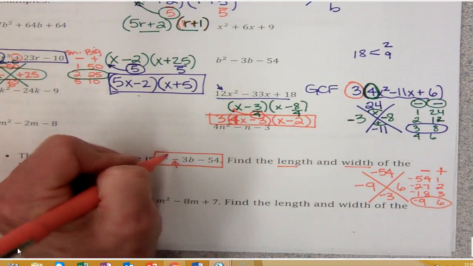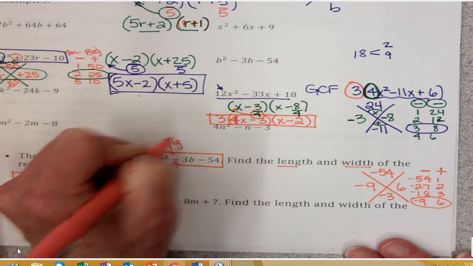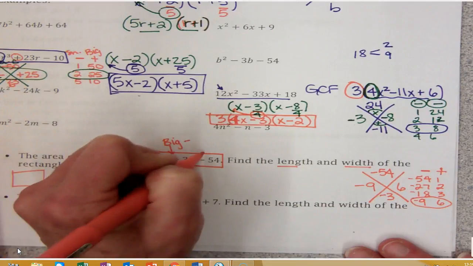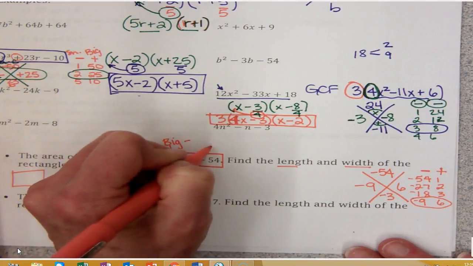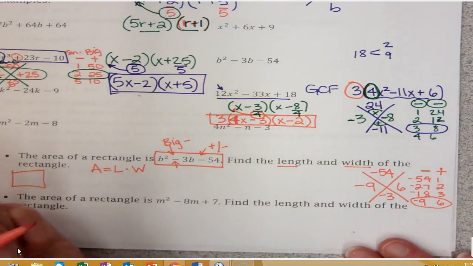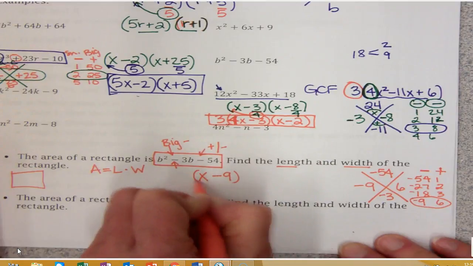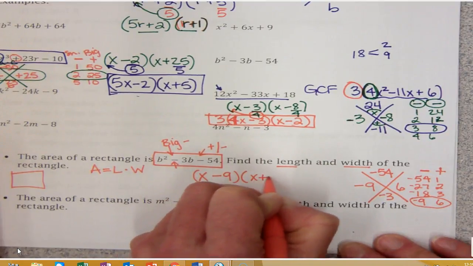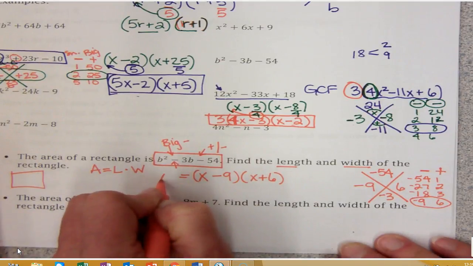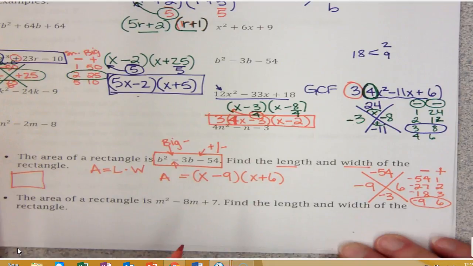If this is negative, you know your bigger number has to be negative. If this is negative, you know you're going to have one positive, one negative. All right, so we get x minus 9, x plus 6 is the area. I divide by my 1. I'm left with the same answer.